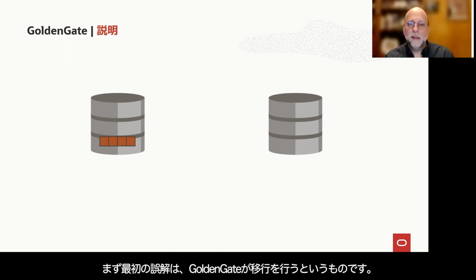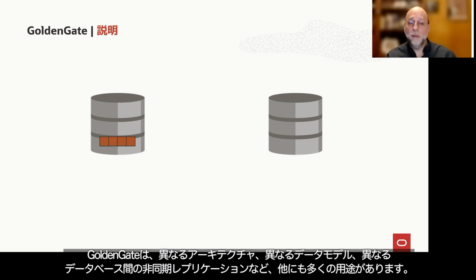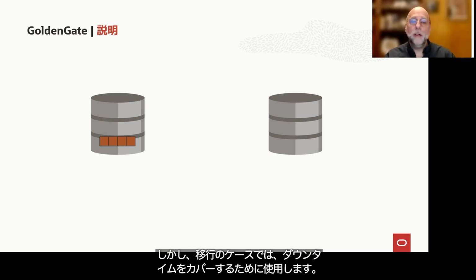And the first misconception that I want to get into is the idea that GoldenGate is performing a migration. GoldenGate is not there to perform the migration. It's there to eliminate the downtime of migrations. It has a lot of other uses too, by the way, for things like asynchronous replication across different architectures, different data models, different databases, and so on. But in a migration use case, it's there to cover over the downtime.